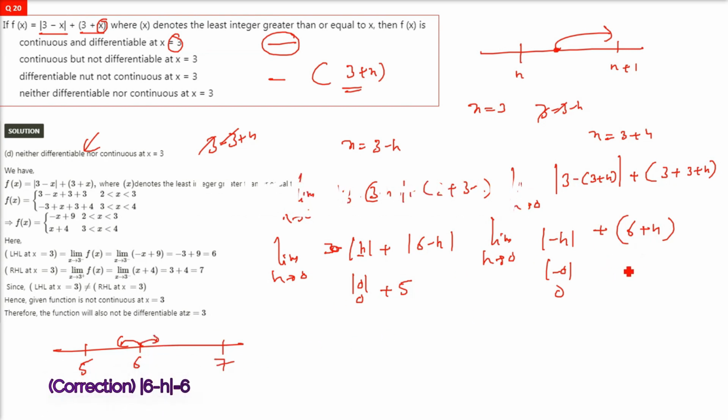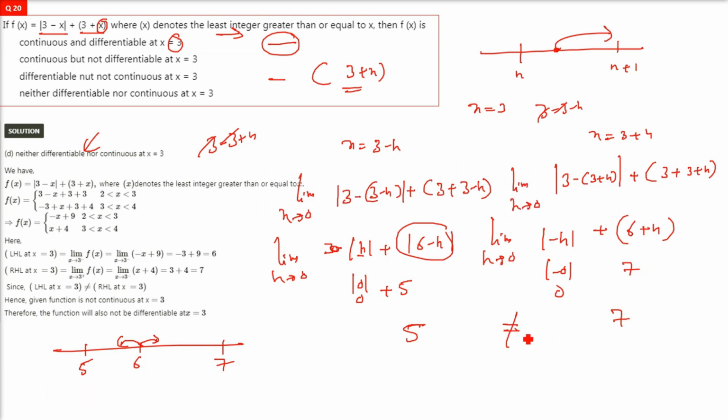So this 6 minus h will give you 6. And I've written this 5 as wrong. It is going to be 6, sorry. So there is a slight mistake here. You will get 6 here. And on the right, 6 plus h, of course, 6 plus something small will take you to 7. So 6 and 7 is not equal. Please remember, 5 is wrong here, it is 6. And why 6? Because you have subtracted something from 6, it will always go to 6. You add something to 6, it will always go to 7. So 6 is not equal to 7. And since it is not continuous, it will not be differentiable.